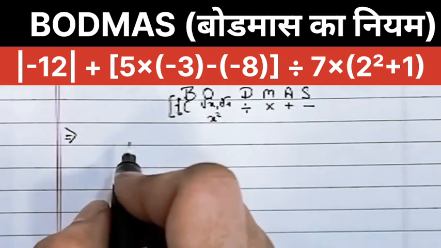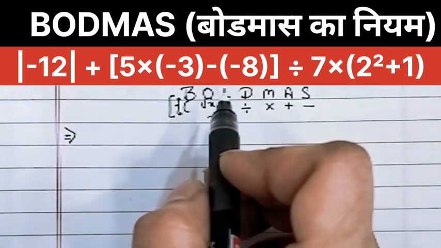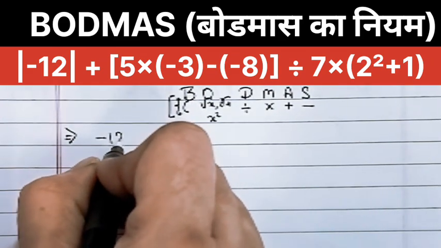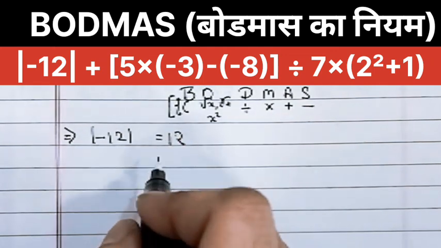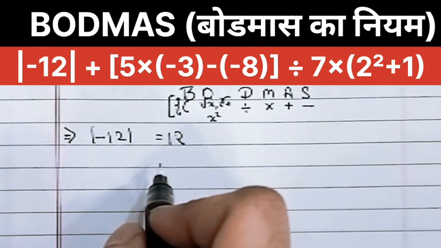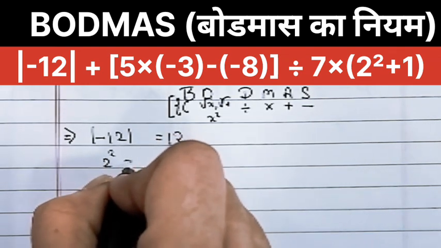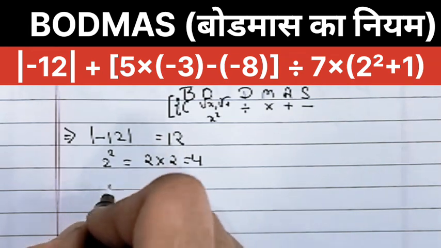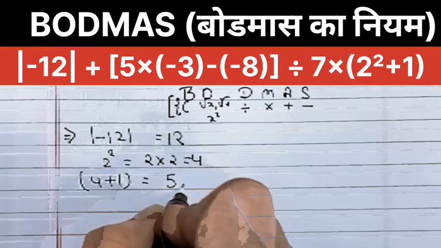Now, first step, we simplify orders and parentheses. First, we address the exponents and absolute value. So, first, absolute value of minus 12 is equal to 12. Distance from 0 is always positive. Now, the exponent inside the parentheses: 2 square equals 2 into 2 equals 4. Now, complete the parentheses. 4 plus 1 is equal to 5.